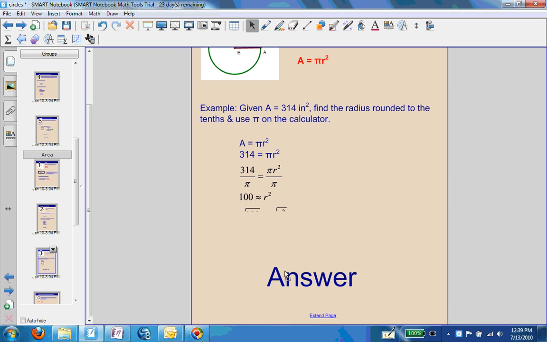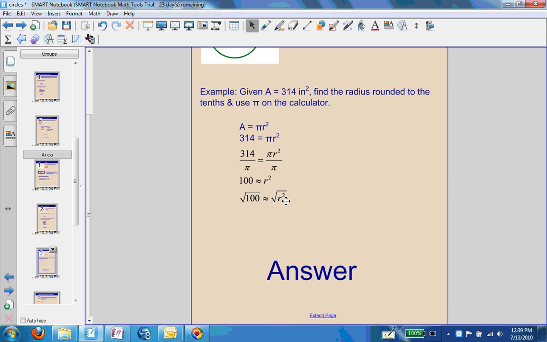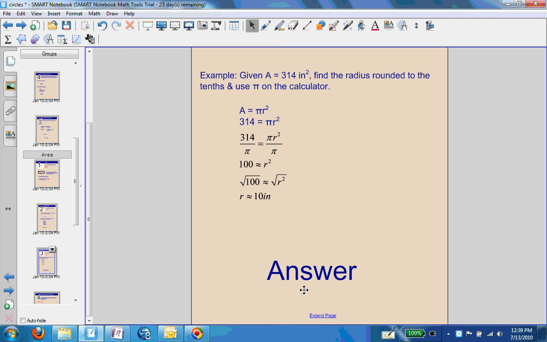I'm going to take the square root of both sides to get the r by itself. Because remember, r squared means r times r, so it's not by itself right now. And the inverse operation of squaring is square rooting. So I end up with radius equals 10, and we know that's inches because radius is just a line segment. So the radius is approximately 10 inches.